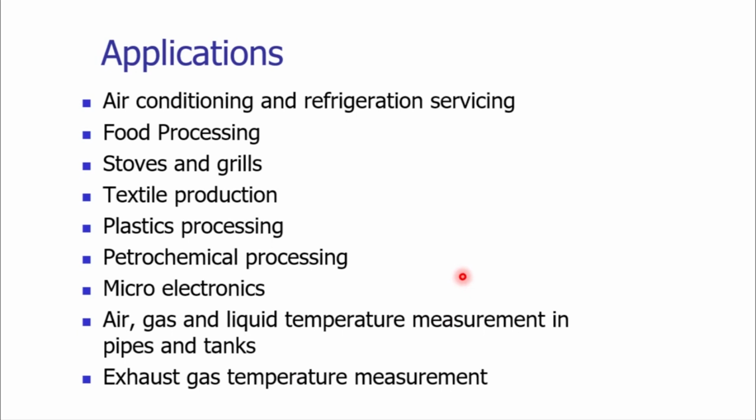Now friends, let us see what are its various applications. RTDs are used in air conditioning and refrigeration. They are also used in food processing to control the temperatures of stoves and grills, in textile production to process the fibers, and in plastics processing. For plastic we are using injection molding machines, and in the injection molding machine we should have the controlled liquefaction of the plastic material or the polymers.